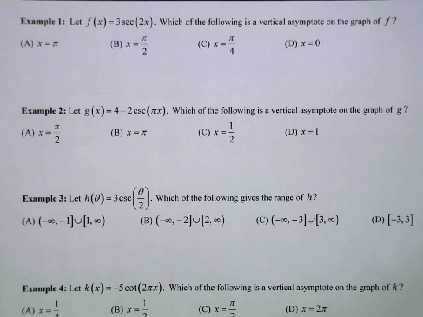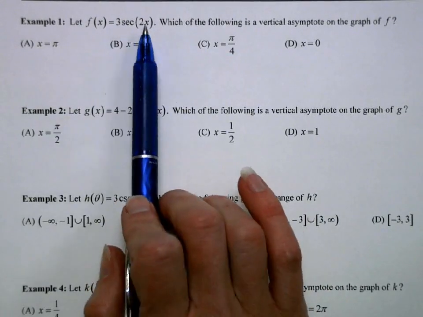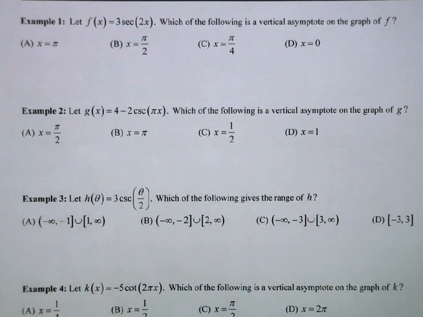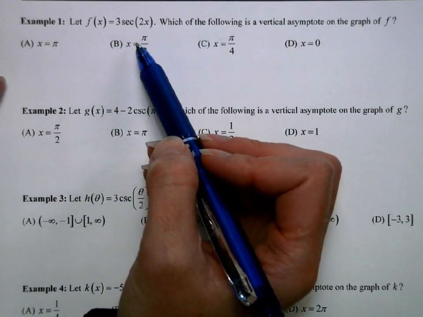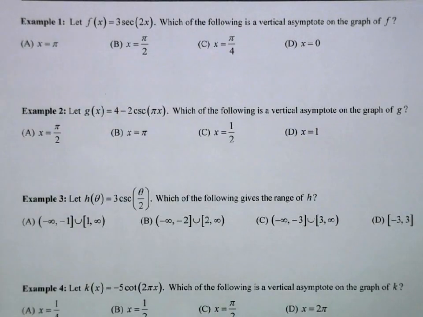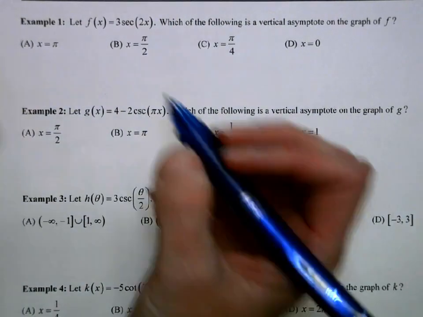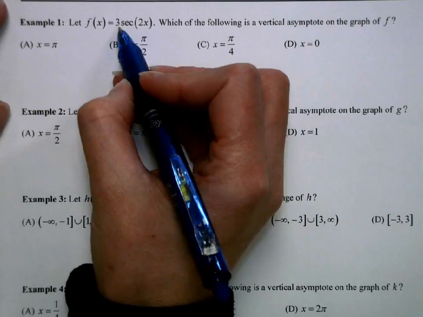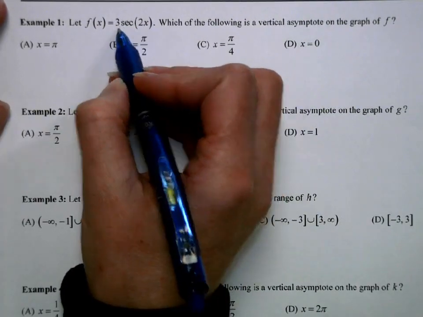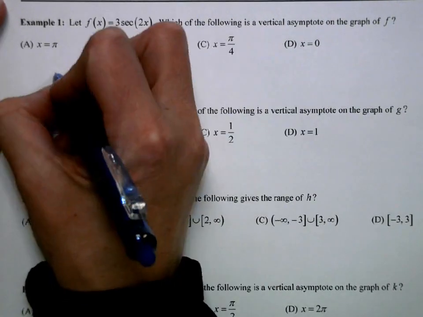Okay, so we're going to let f of x equal 3 secant 2x. Which of the following is a vertical asymptote for the graph of f? There's definitely different ways to handle this. We can take our secant graph with a horizontal dilation of 1/2. What I like to do is look at the reciprocal trig function, which in this case is cosine. The 3 is not going to affect the vertical asymptote, so I'm not going to worry about that. The reciprocal of secant 2x is cosine 2x.